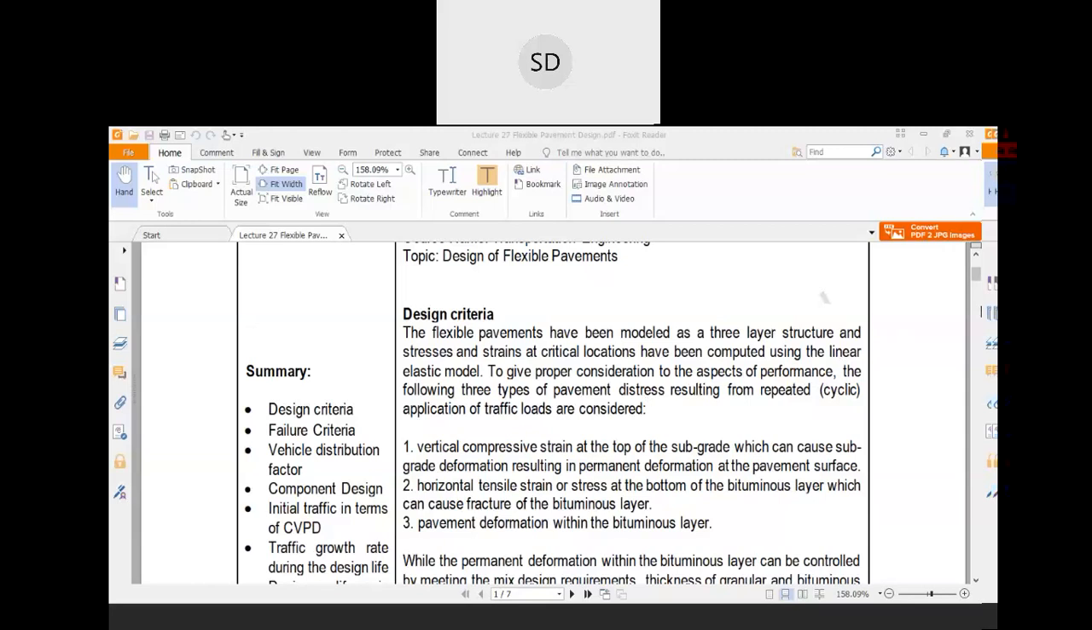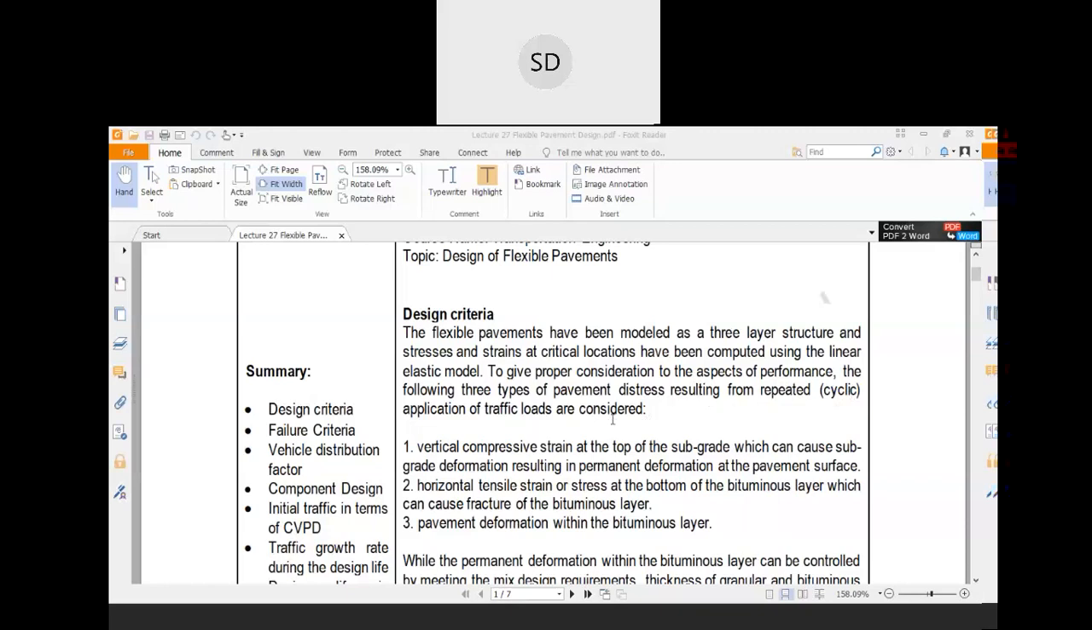So what are these three layers? First one is subgrade layer, then we will consider the base layer and then surface layer. So considering these three layers, we will analyze the model. Now to give proper consideration to the aspects of performance, the following three types of pavement distresses resulting from repeated or cyclic applications of the load are considered.